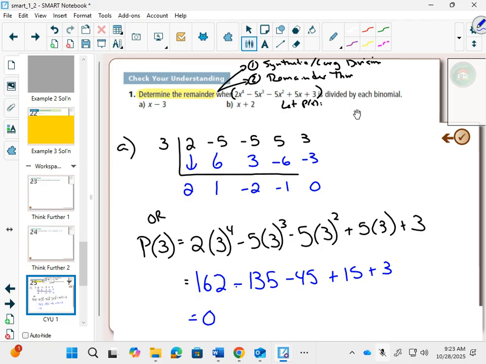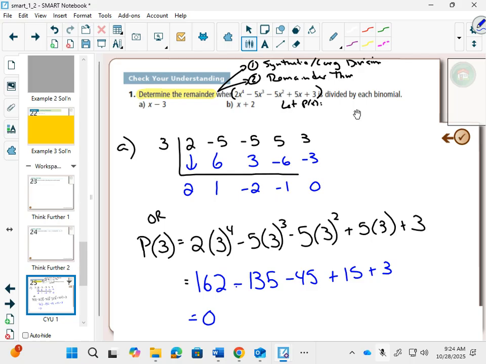In the first example, which did you like better? The synthetic division or the remainder theorem? Most people say synthetic division. In this case, in the synthetic division, the hardest math you might have had to do is maybe 5 minus 6. Or was it the 3 times the negative 2? The mental math was easier in the synthetic division in this one.